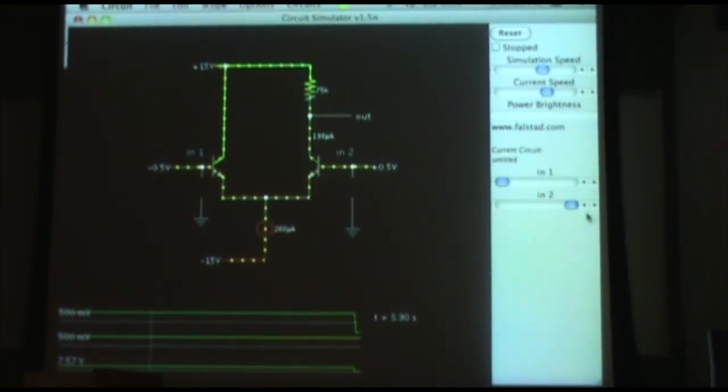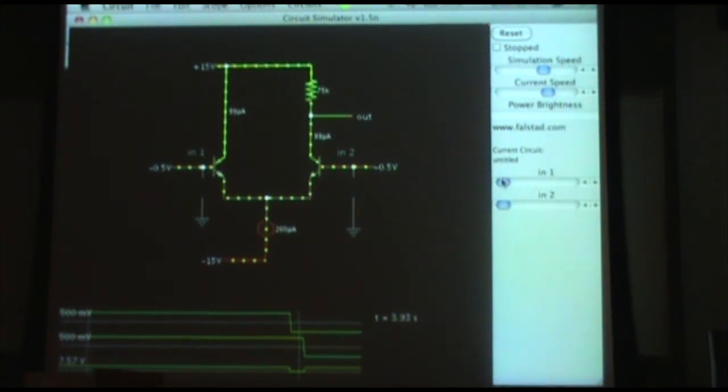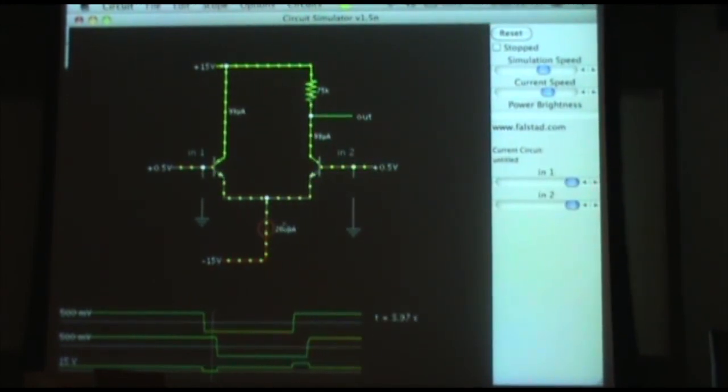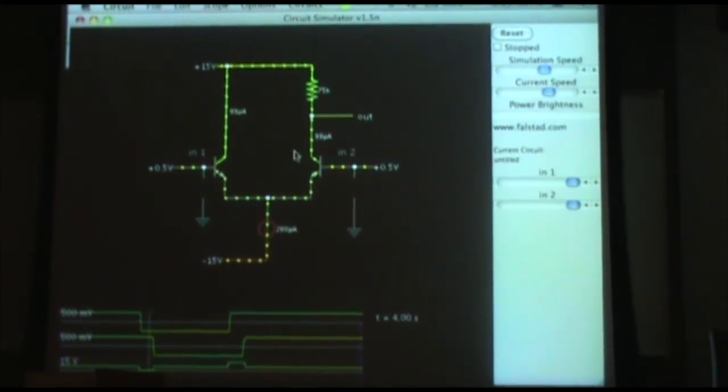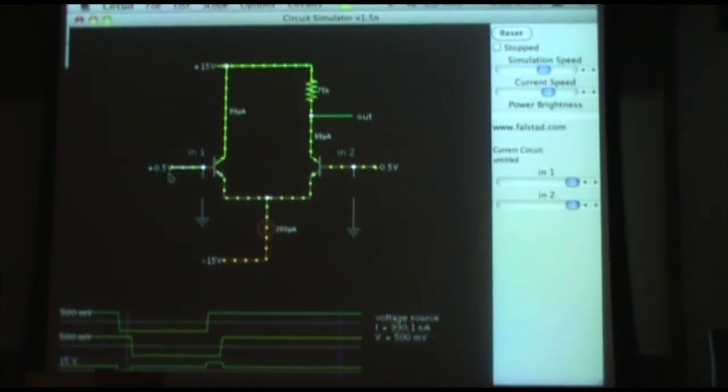But you'll notice that if you turn both of them the other way, the currents are still the same. It doesn't matter what the absolute voltage is, as long as you don't run into the current sink here or run into the top rail. You have the same current here, or the same voltages here and here.